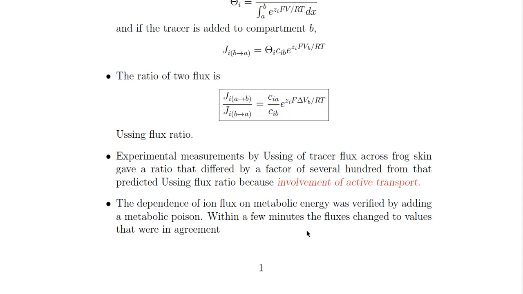The dependence of ion flux on metabolic energy was verified by adding a metabolic poison. Within a few minutes, the flux changed to values that were in agreement. So what we want to say here is that this is metabolic energy. If we put the poison, we kill the protein and decrease its concentration in that compartment, so then the flux will move from the high concentration to the low concentration.